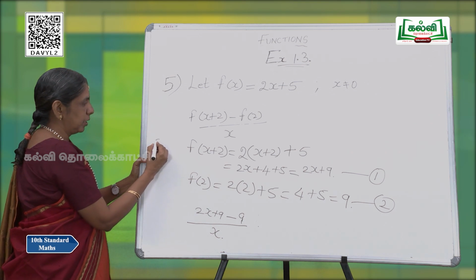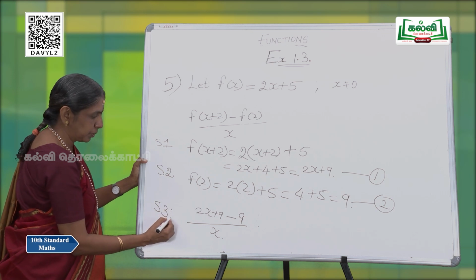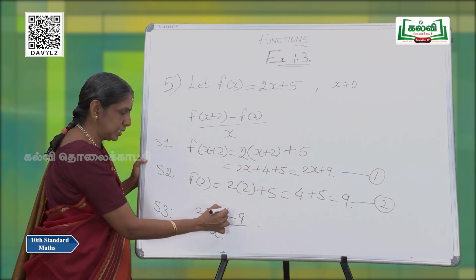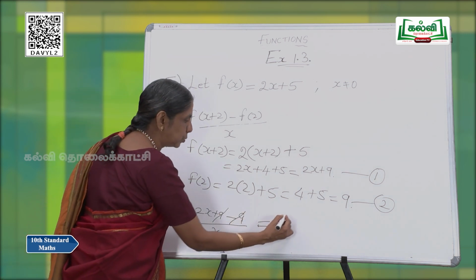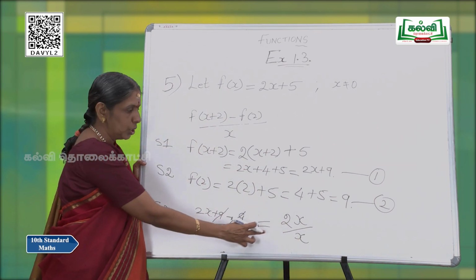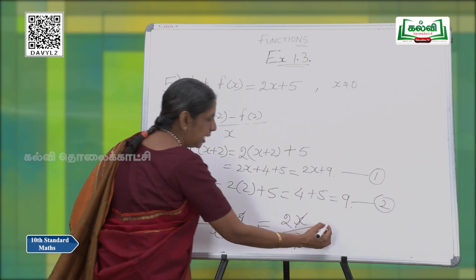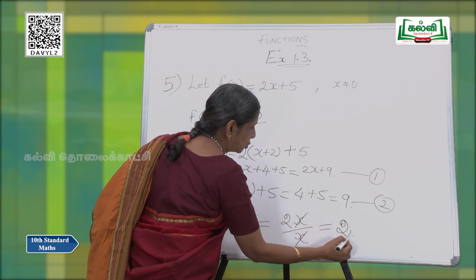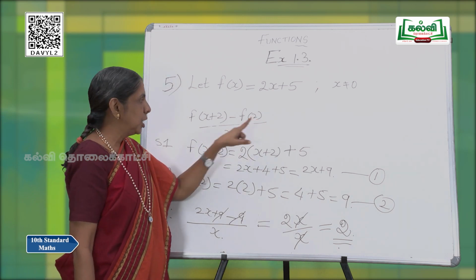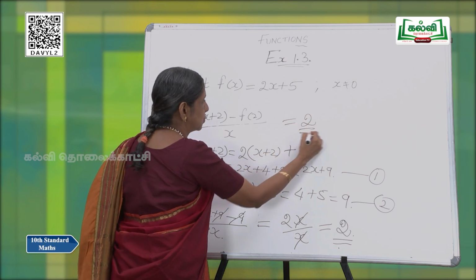Step 3 is the final answer, 2x plus 9 minus 9, plus 9 and minus 9 get cancelled. So, this will be equal to 2x divided by x, and x is not equal to 0. Therefore, we can cancel this x, numerator x and denominator x get cancelled and you get the value to be 2, the answer. Therefore, f of x plus 2 minus f of 2 divided by x is equal to 2. So, the answer is equal to 2.